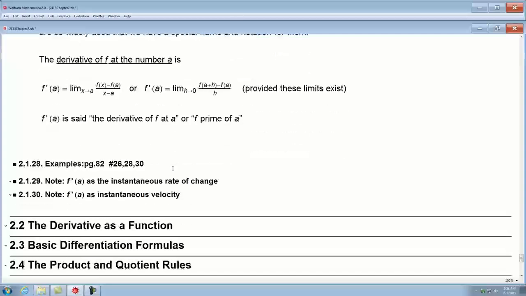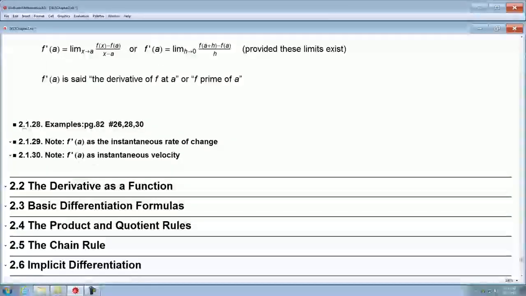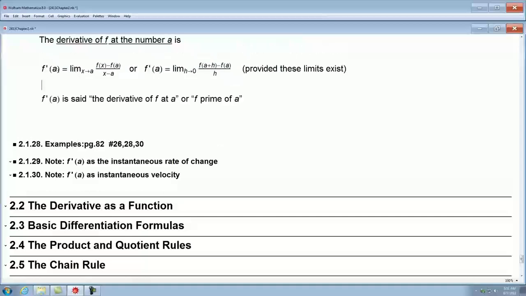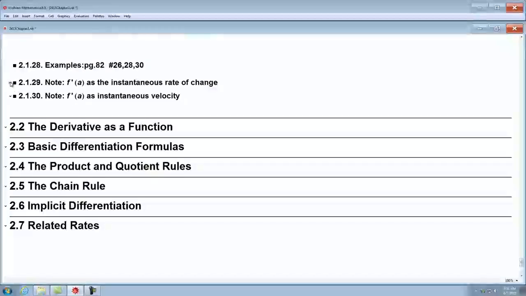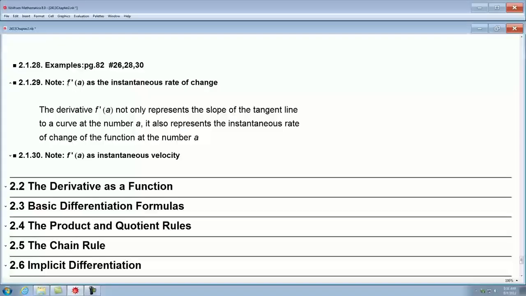So now I do some examples, and let's see how this derivative, right? That's what we're calling this, the derivative of the function. Let's see what it represents. And we'll really get into this later, but just to wrap up this section, f prime of a, or the derivative of f at a, is the instantaneous rate of change. The derivative of f at a not only represents the slope of the tangent line to the curve, it also represents the instantaneous rate of change of the function at that number.